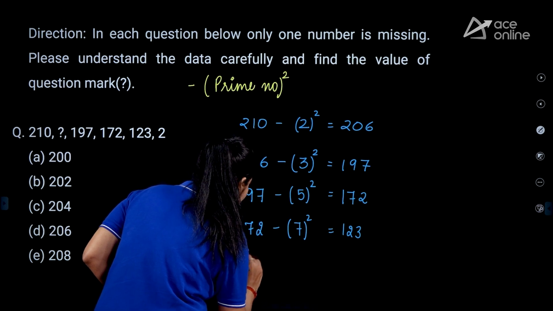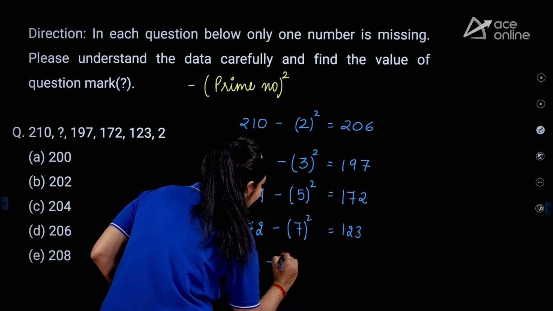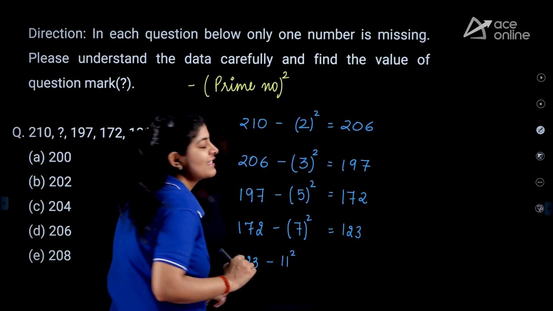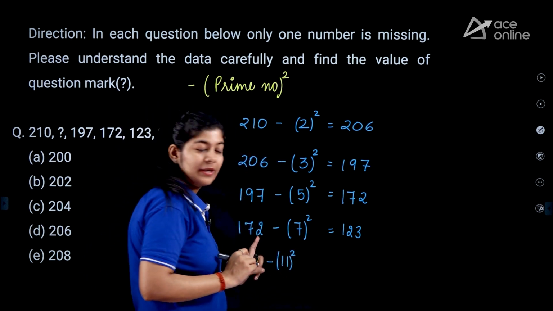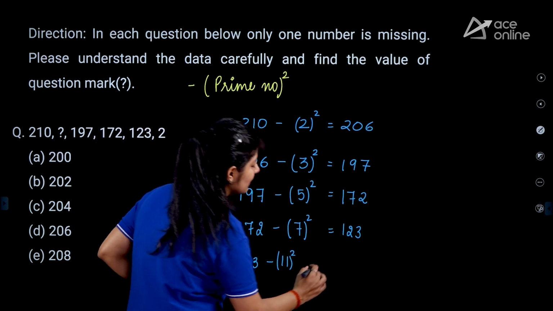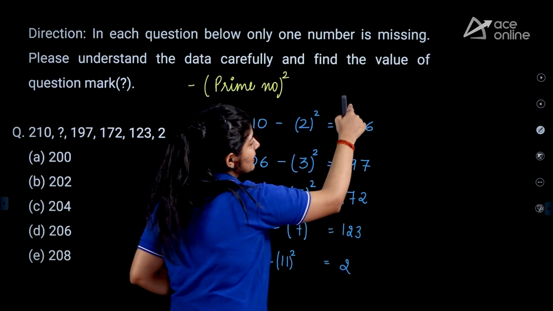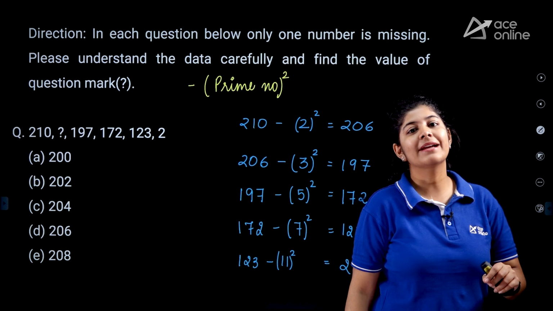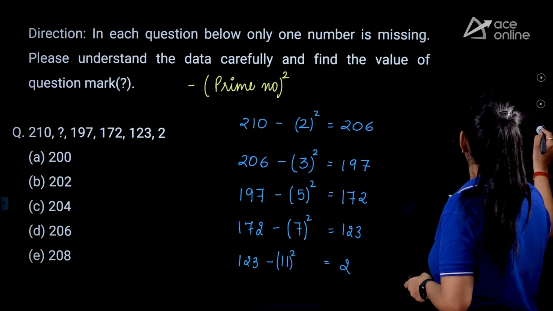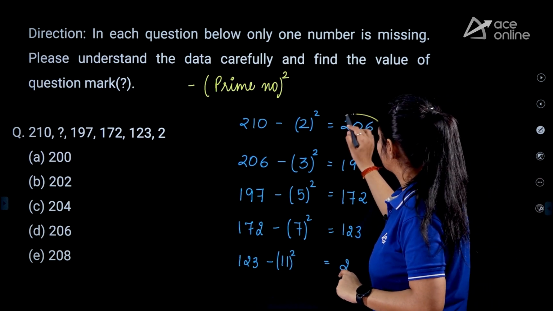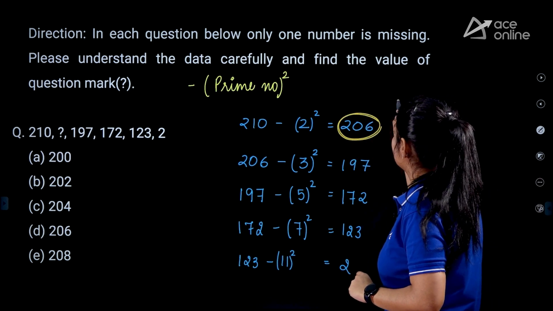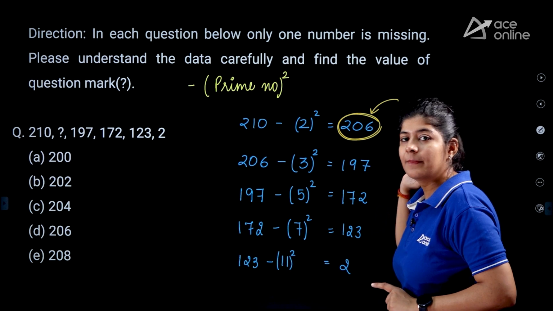Now the next prime number that we are having is 11. So the square of 11 is nothing but 121. So when I subtract 121 from this, I'll get my answer as 2, which is the pattern or the given sequence that we are having, right? So the missing term that we have to identify is this one. This is our missing term or the missing number.